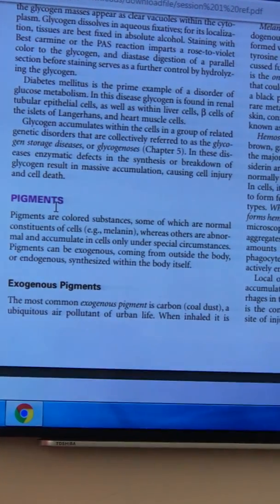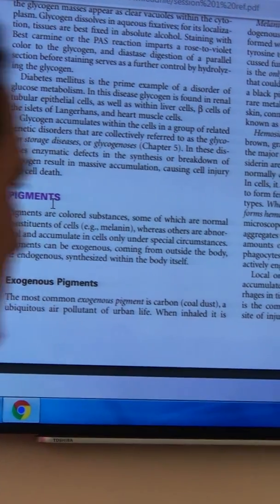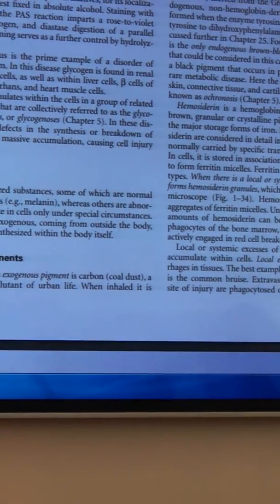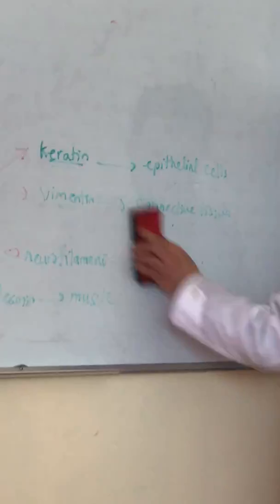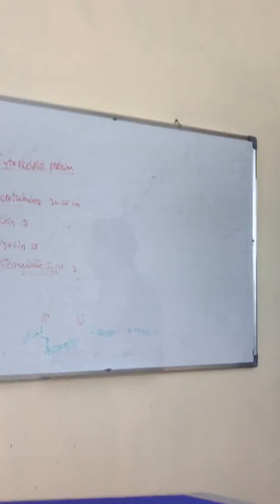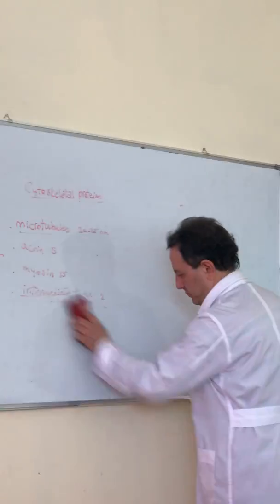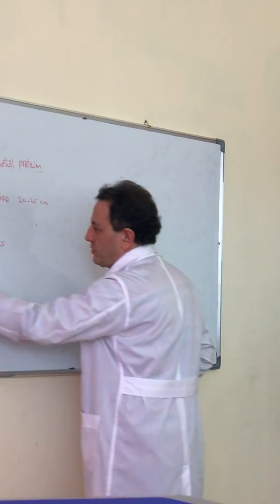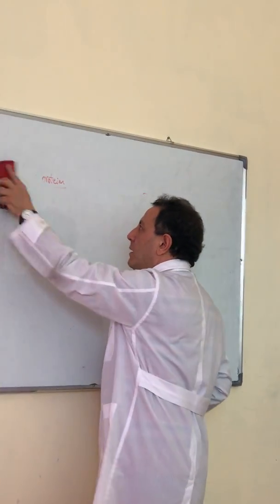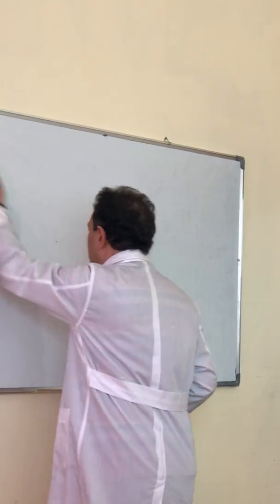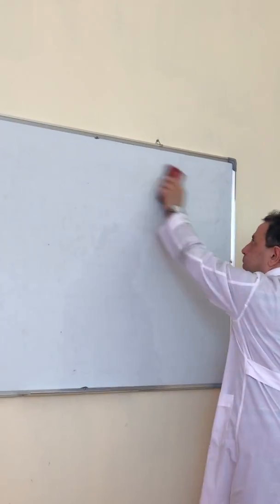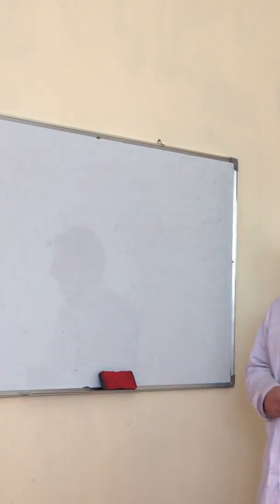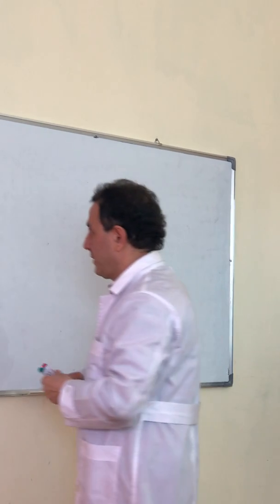The most common type of exogenous pigment, can you imagine? The most common type of pigment that can be accumulated in our cells from the environment. Can you imagine what it is? Carbon. Yes.